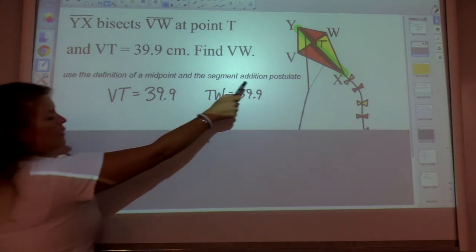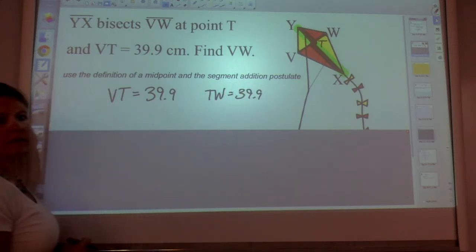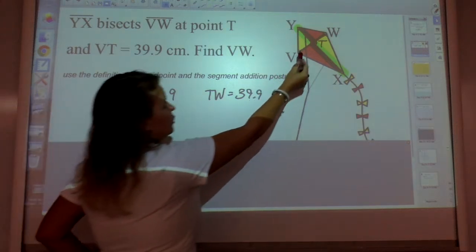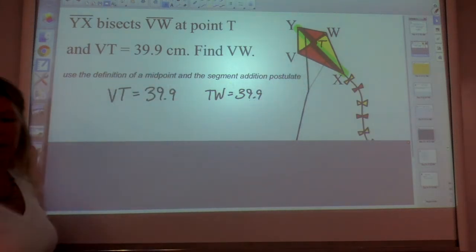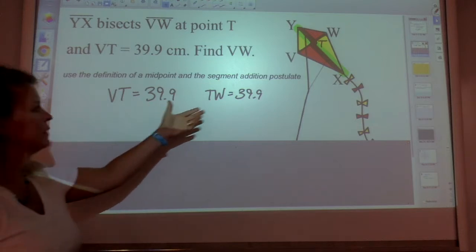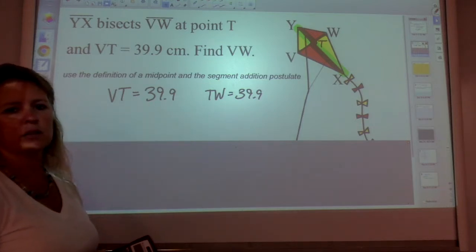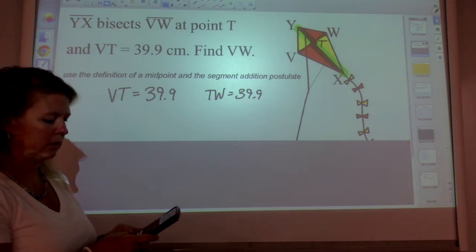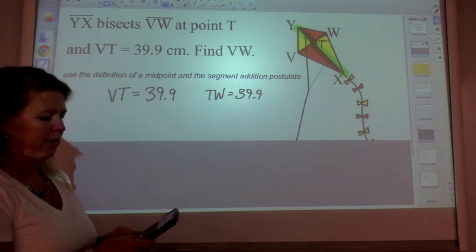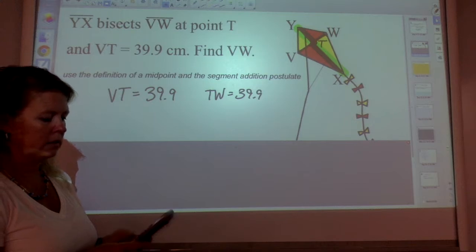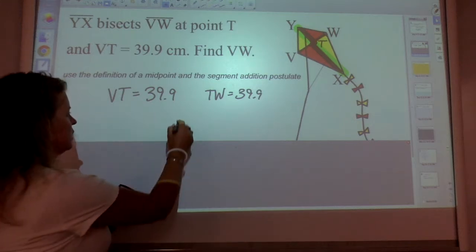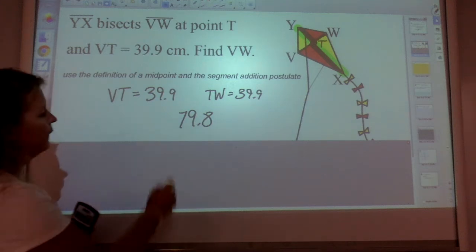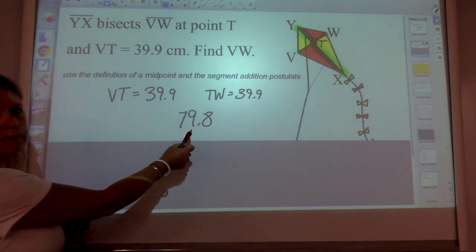And use the segment addition postulate, which we learned in a previous lesson. Segment addition postulate says if you took two little segments and put them together, you'd make one big segment. Here would be an example. Maybe use a calculator. Don't just throw that together in your head. Just save you from common mistakes or simple mistakes. Makes it look like you don't know the math or the geometry, but really it was just a calculating error. 79.8. That's how you would answer it in algebra.